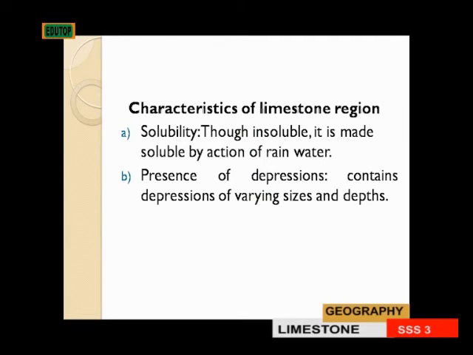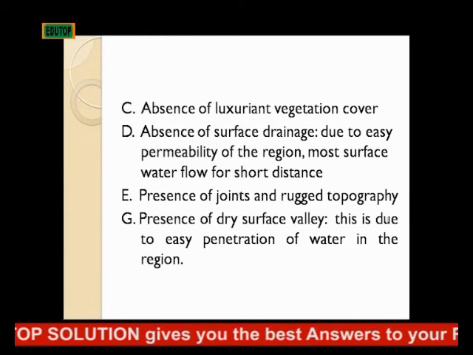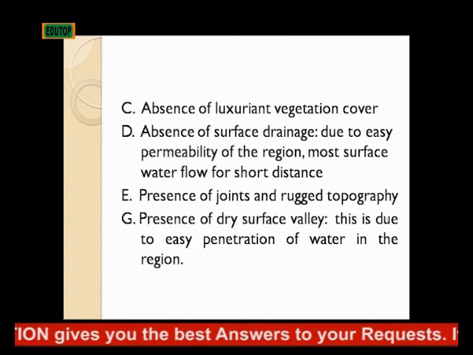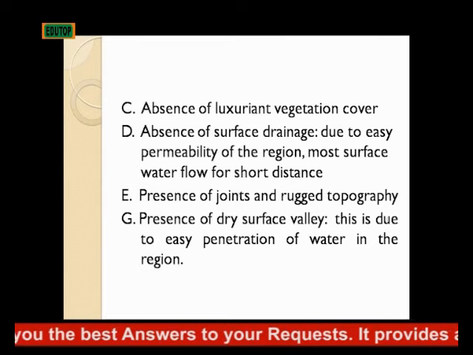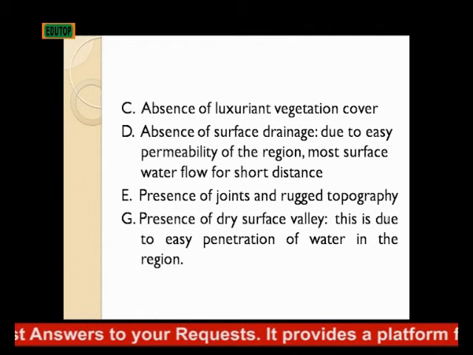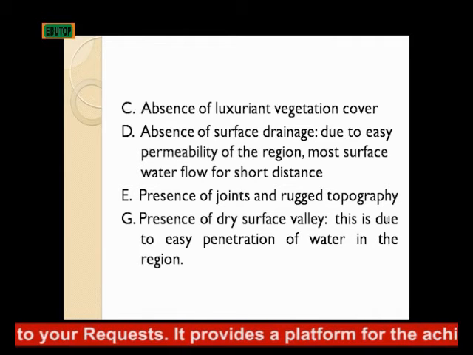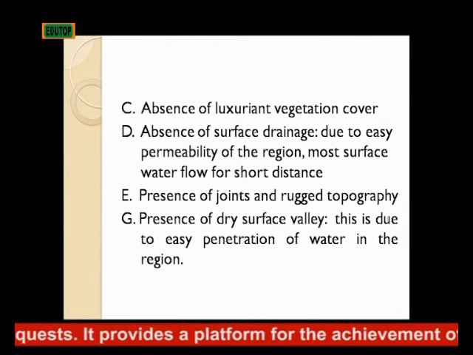Now, the limestone region has the following characteristics. One, we have solubility. Though limestone is insoluble, it is made soluble by the action of rainwater. Two, the presence of depressions. Limestone region contains depressions of varying sizes and depths. Three, there is absence of luxuriant vegetation cover in limestone region. Four, we have the presence or absence of surface drainage.